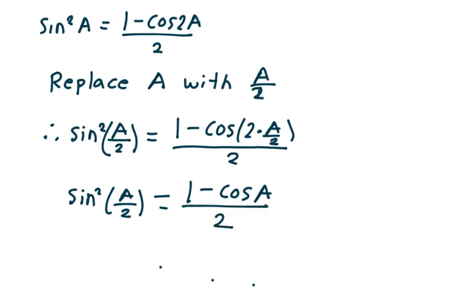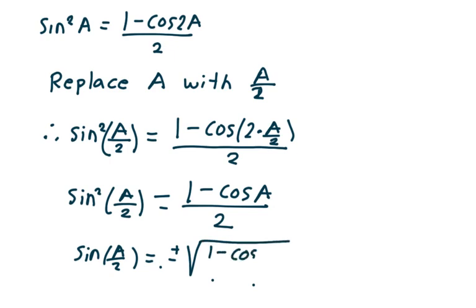So if we solve for sine of A over 2, we get plus or minus the square root of (1 minus cosine A) divided by 2. It's plus or minus because we don't know where A over 2 is. And so the sign of the radical determines which quadrant A over 2 belongs to, in other words.